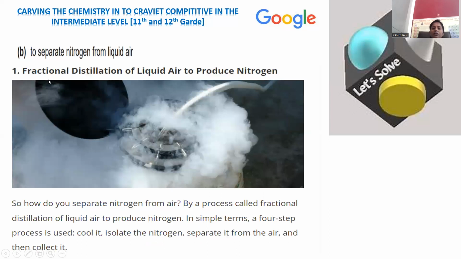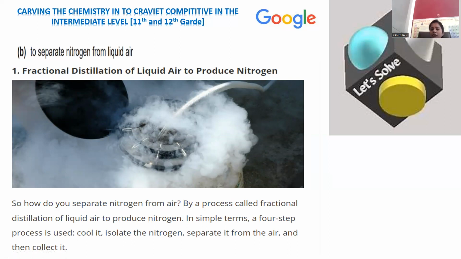Among all, one method is said to be fractional distillation. What exactly is fractional distillation? Whatever composition is there in air, different components are there. All the components do not have equal melting point values or equal boiling point values. Based on their difference in the boiling point values, we can separate their fractions, which is called fractional distillation. By applying the device called a fractional distillator, different fractions can be collected.